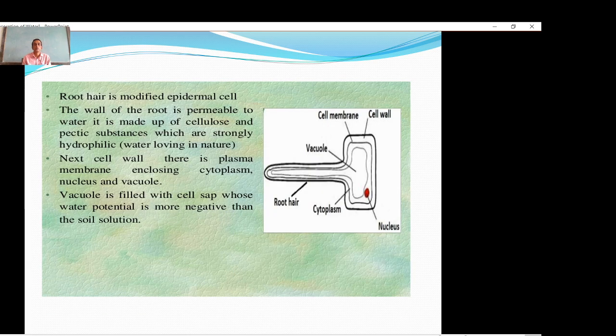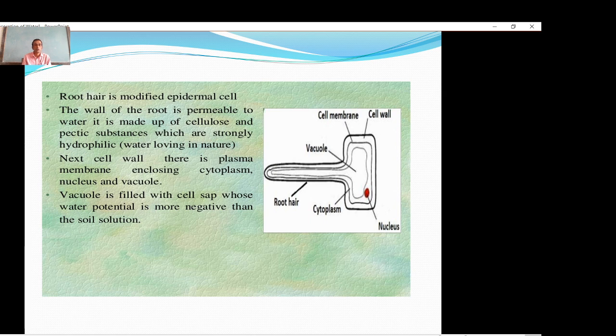In detail, the root hair is a modified single epidermal cell. The wall of the root hair is permeable to water. It is made up of cellulose and pectin substances. You know the role of the root hair is to absorb water. For the absorption of water, the outer wall of the root hair is made up of cellulose and pectic substances, which are hydrophilic, meaning they are responsible for absorbing water. This is important for the absorption of water by a root hair.